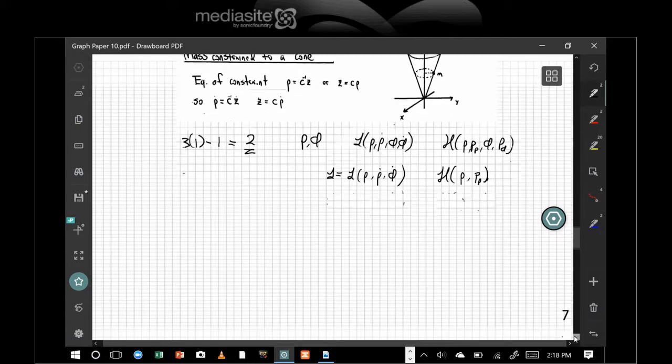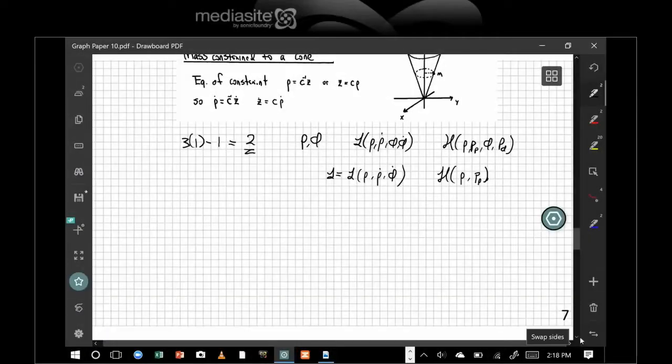Well, we need to come up with the Lagrangian. So let's write down the kinetic energy, potential energy, and then we can write down the Lagrangian. T is going to be equal to, well, we've done this enough, mass times rho dot squared plus rho squared. Again, this is just the velocity squared in cylindrical coordinate system. We've done this multiple times already.